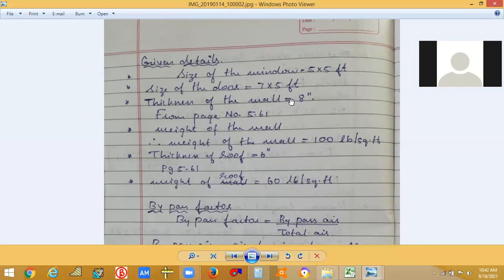Okay, according to different thickness, you will have different weights that you will get from a tabular column on page number 5.61. Okay, so I'm not showing it, just for your understanding. Just write this. So normally the weight of the wall will be 100 and the weight of the roof will be 60 pounds. So kindly write these given details. In our question you have seen we have a door, we have some windows. The window dimension is given here. Okay. So write this down.